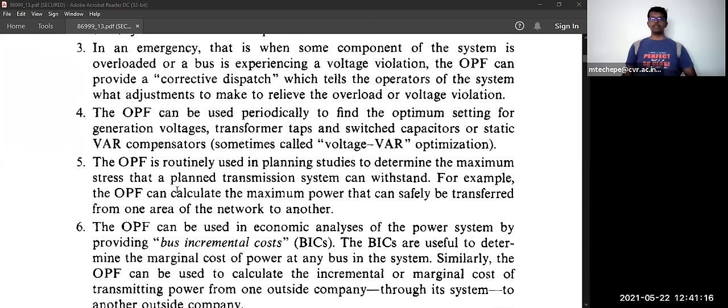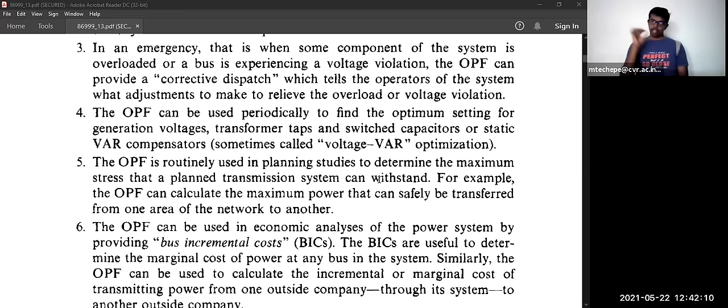Next, OPF is routinely used in planning studies to determine the maximum stress that a planned transmission system can withstand. Okay, so first itself, what we are doing is we are planning, we are giving maximum stress on the transmission line, and we are going to find out due to the maximum stress what will happen in the system. Like that, we are already analyzing beforehand, instead of waiting for any fault to happen at a particular time. In that time the OPF will give the command what to switch on. Instead of that, we are going for future planning studies.